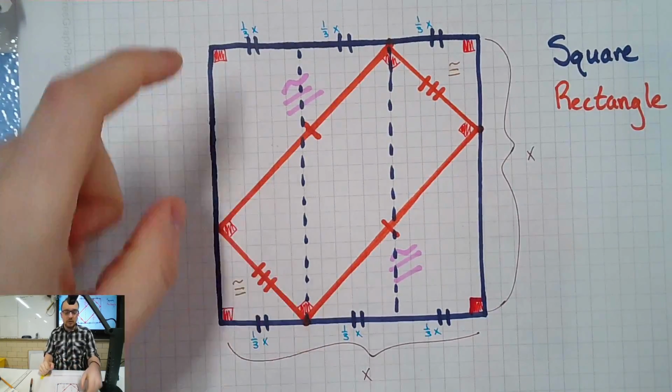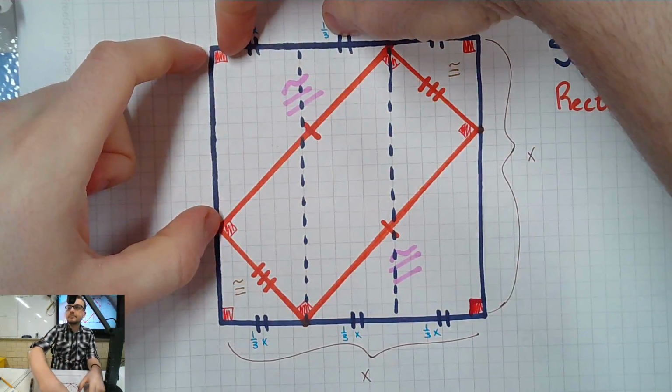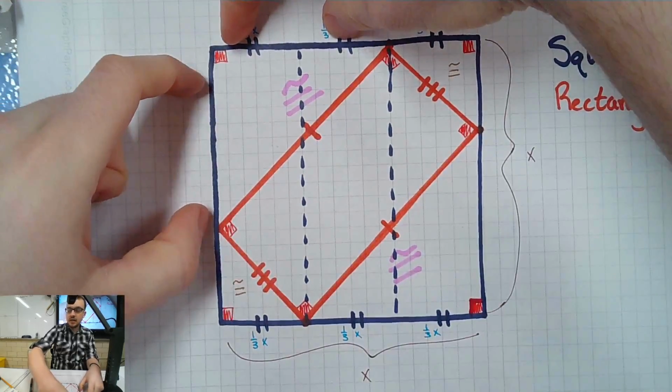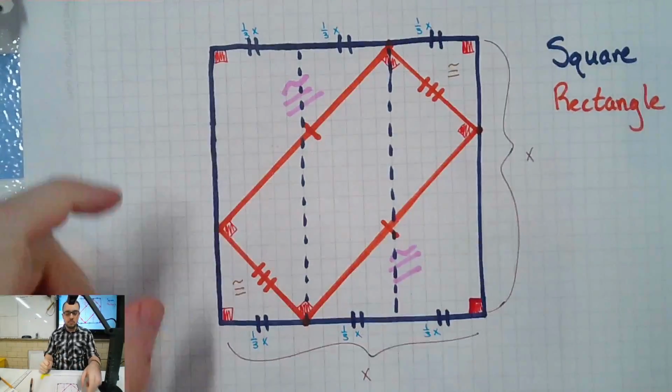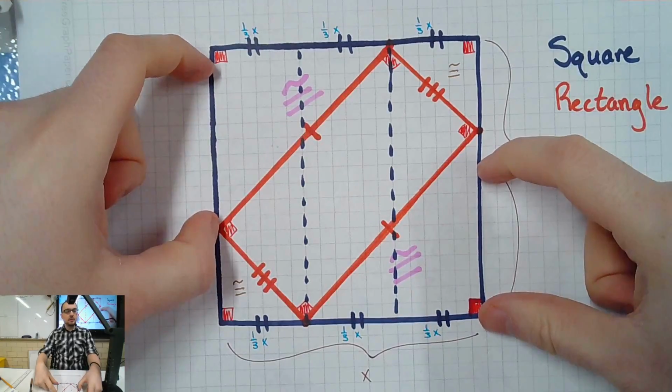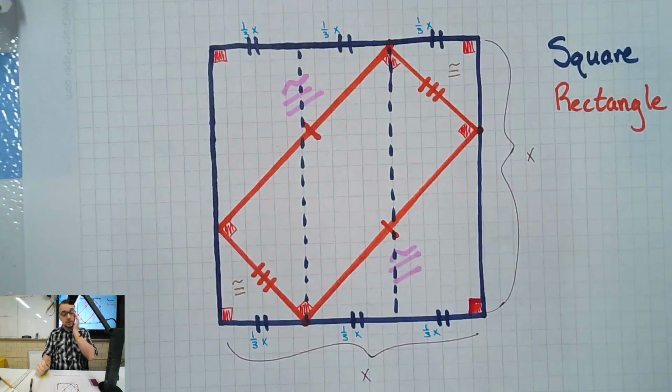If we could figure that out, we could get the area of these triangles, right? We could do base times height divided by 2, right? So if we could figure out these portions right here, we win. Question is, what are they? How do we figure it out?